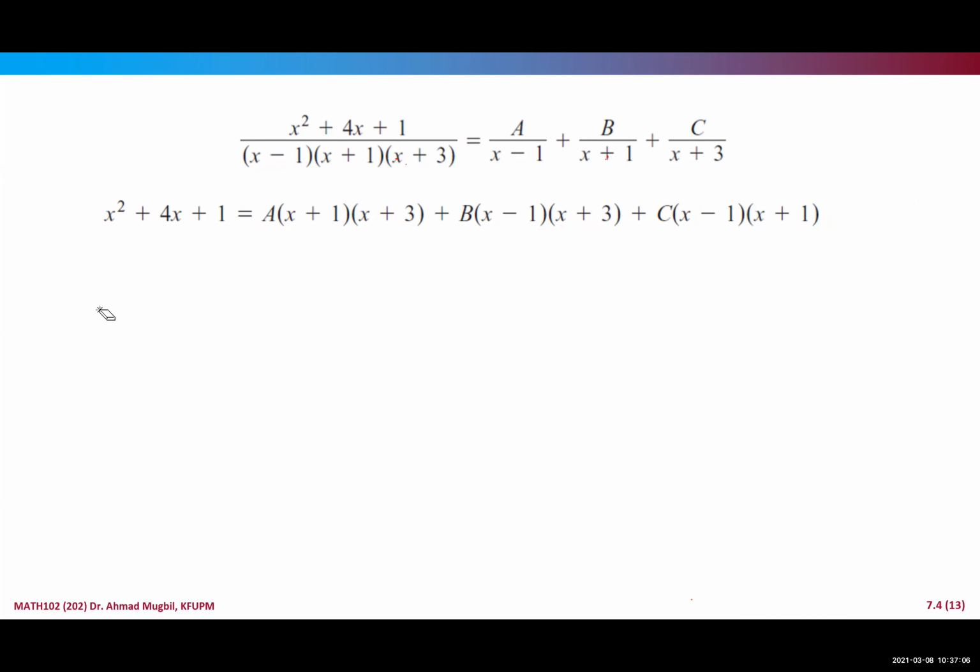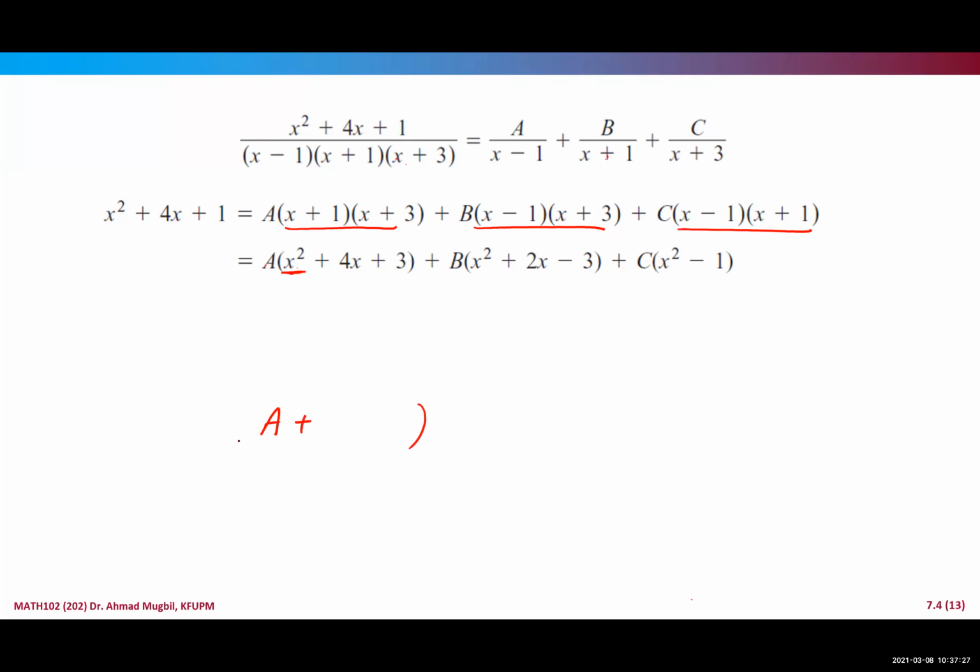Now, what you will do, ya Shabab, you will expand this. This is the general method. So what you will have here is x squared plus 4x plus 3 and so on. Now you will compare and find the coefficient of x squared. What is the coefficient of x squared? A, you will have A. I'm looking for the coefficient of x squared, so it is A plus B plus C. Now, what is the coefficient of x squared here? It is 1. So this A plus B plus C must be equal to 1.